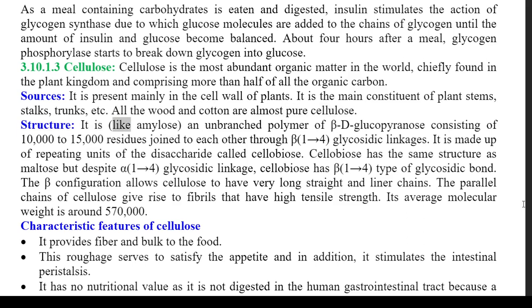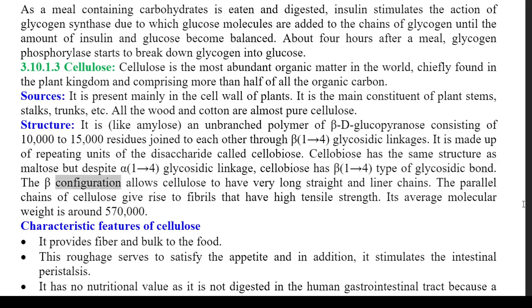Structure: it is, like amylose, an unbranched polymer of beta-D-glucopyranose consisting of 10,000 to 15,000 residues joined to each other through beta-1→4 glycosidic linkages. It is made up of repeating units of the disaccharide called cellobiose. Cellobiose has the same structure as maltose, but despite alpha-1→4 glycosidic linkage, cellobiose has beta-1→4 type of glycosidic bond.